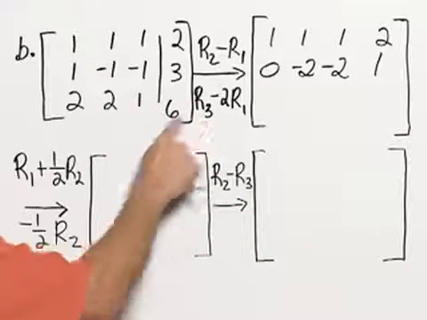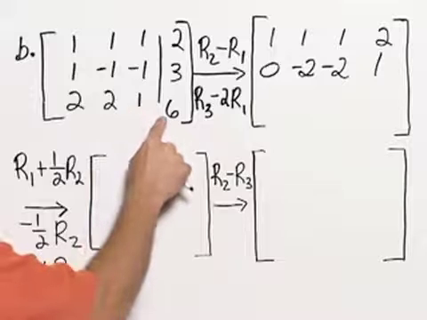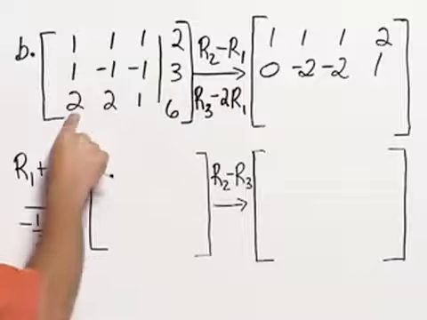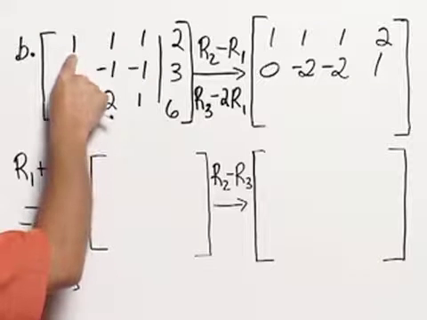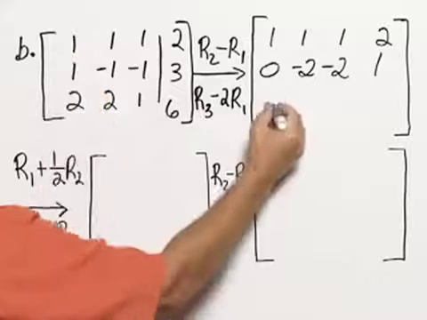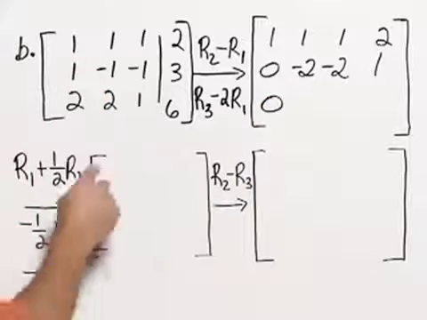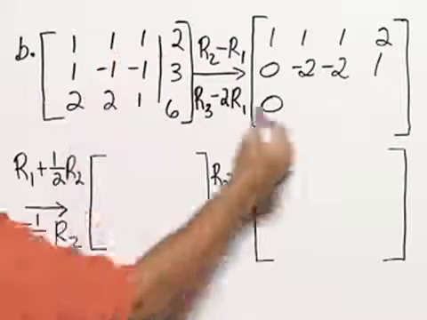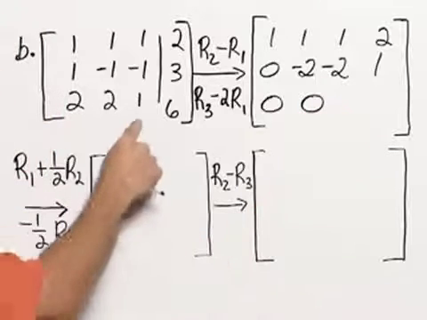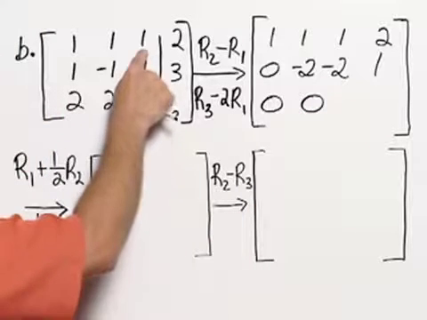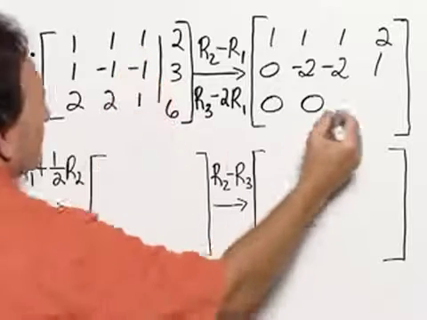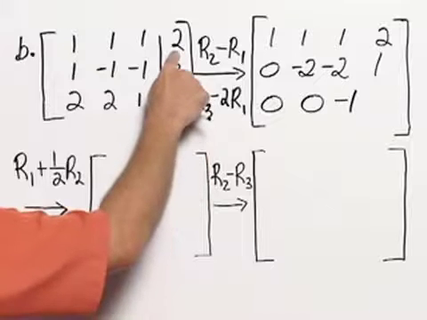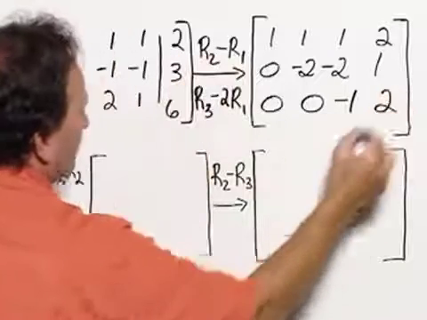Now we're going to take row 3 and subtract from it twice row 1. So 2 minus 2 times 1, so 2 minus 2 is 0. Now 2 minus 2 times 1, so 2 minus 2, which is 0. We'll take 1 minus 2 times 1, so 1 minus 2 is minus 1. And then finally 6 minus 2 times 2, 6 minus 4, is 2.